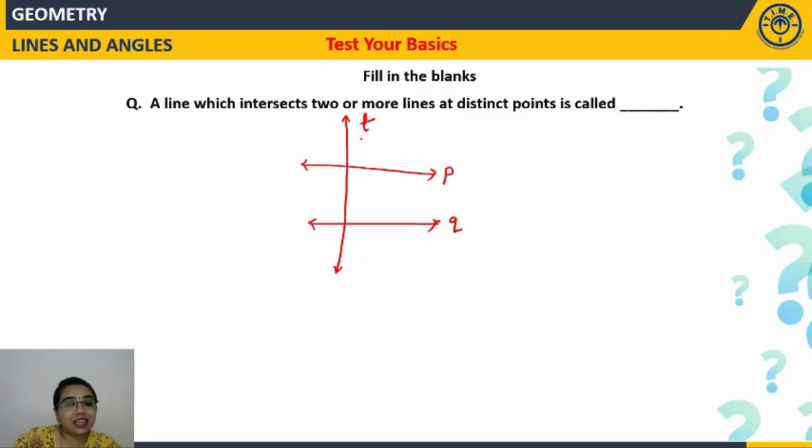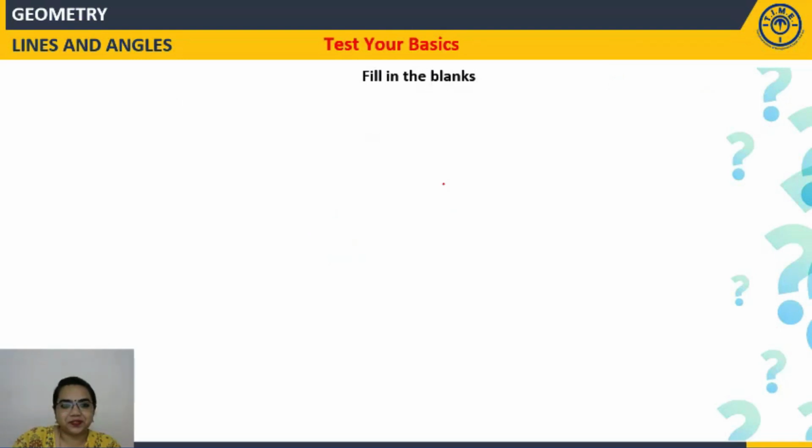What is this line T called? Very good. It is called a transversal. We have learned this in the basics that a line which intersects two or more lines at distinct points is called a transversal. Is this clear? Okay. Let's see the next question.